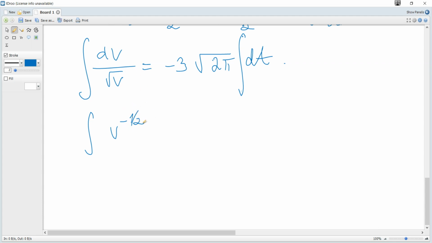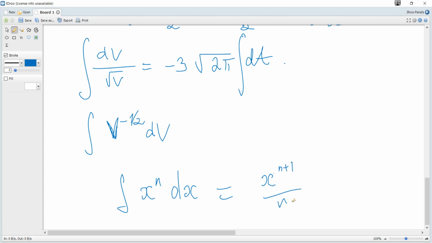To move it up, it's V to the power of negative a half dV, and it's an integral of the form x to the power of n dx. The formula is given in the data booklet. It's quite easy. It becomes x to the power of n plus 1 divided by the obtained power n plus 1, and if it's indefinite, plus some constant.